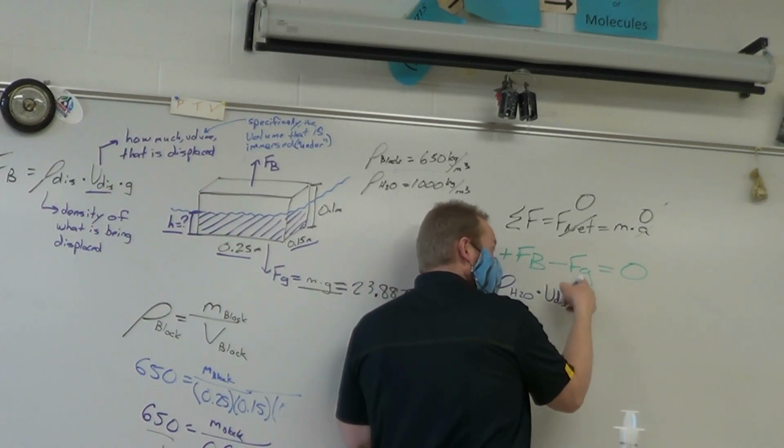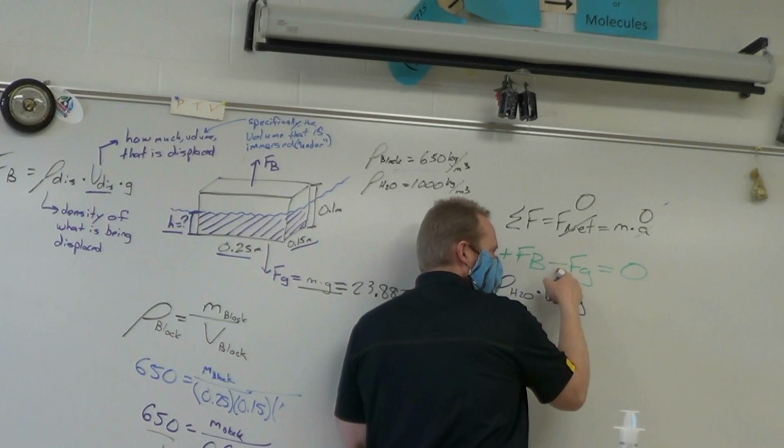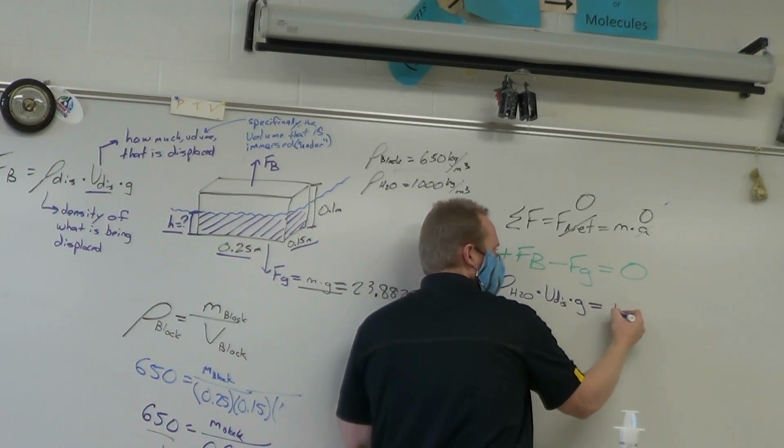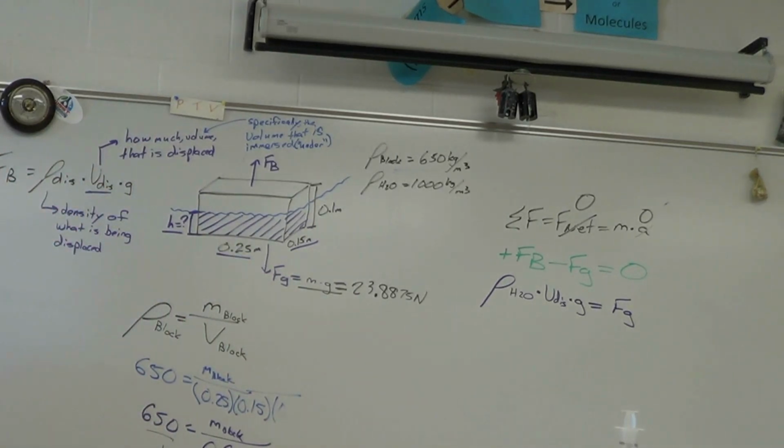And then that's minus F of G, which is equal to zero. And it sure would be nice if we get F of G to the other side, so that's a minus. We would have to add F of G to both sides, but hopefully you're okay with me adding F of G. And then, hey, there's my equation. Because we know that number. We calculated that number.